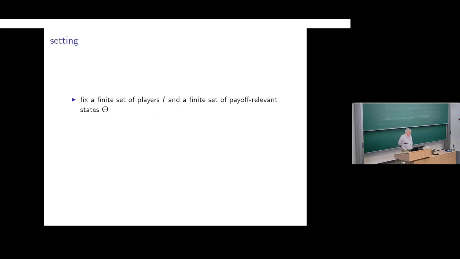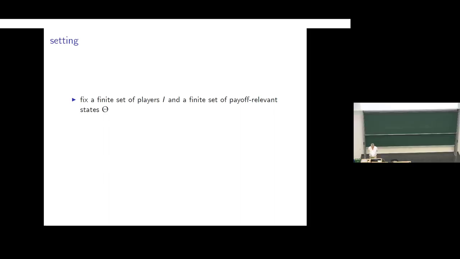So here is the setting that we're going to be talking about, in particular, the definitions of all those ideas that I splashed in words earlier. Okay? So suppose we fix a finite set of players, I, and a finite set of payoff relevant states, possible states of the world that are going to matter for their choices. I will be talking about a base game, which is going to specify what the strategic situation is for these players for each possible payoff relevant state, without describing an information structure.